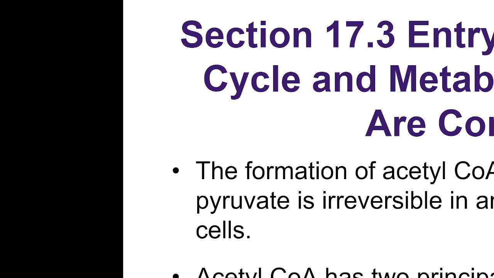So the formation of acetyl-CoA from pyruvate is irreversible in animal cells. The acetyl-CoA has two principal fates: metabolism by your citric acid cycle, and incorporation into various different lipids, specifically a lot of times fatty acids. Remember that the fatty acids actually came in at the acetyl-CoAs, not up here at the pyruvates.